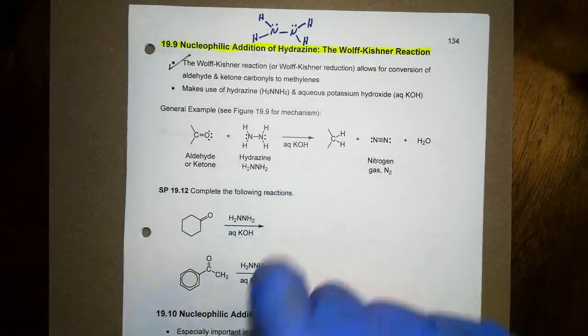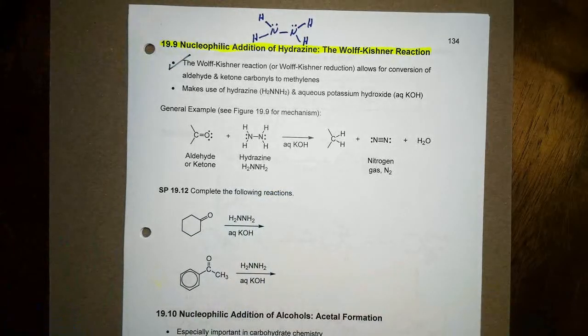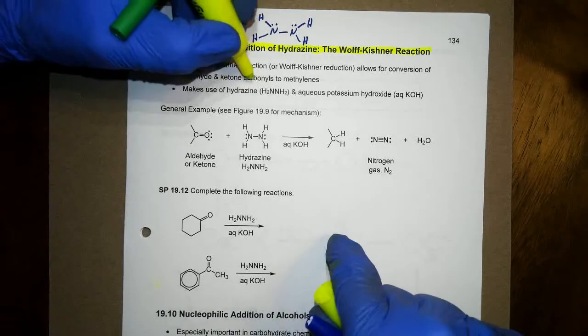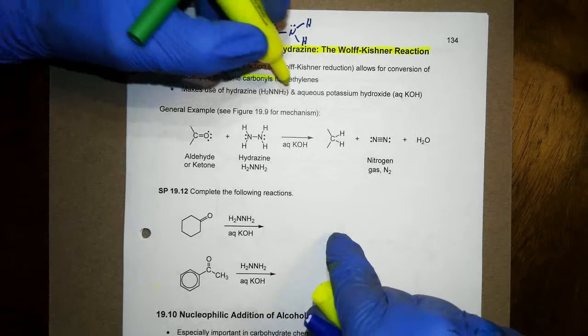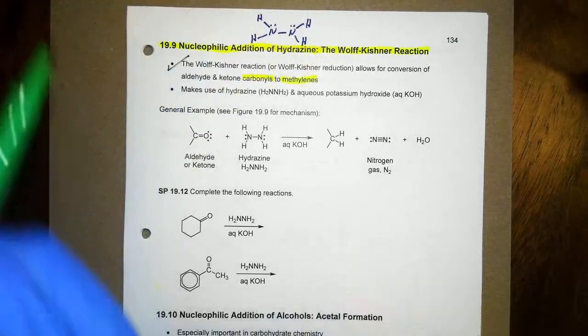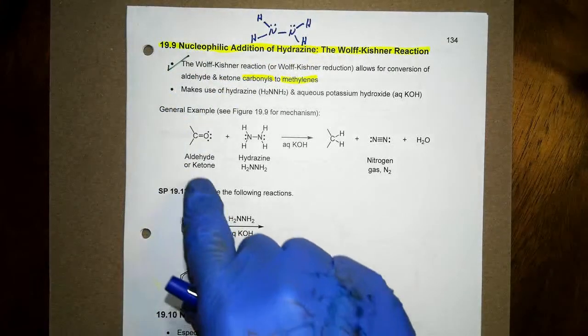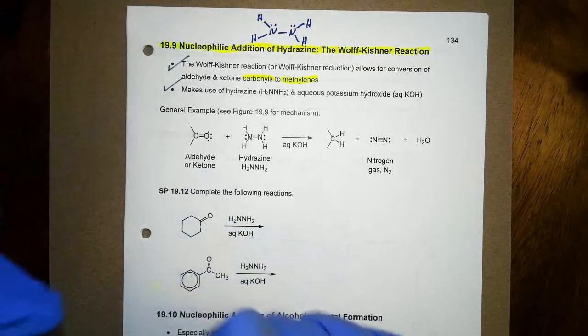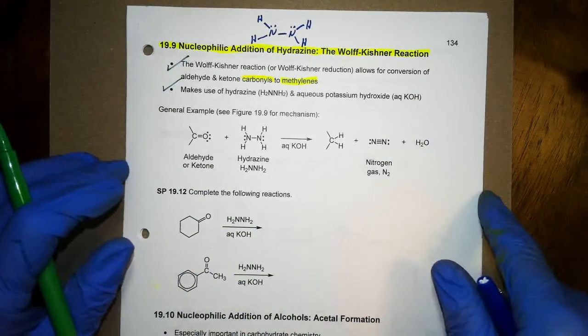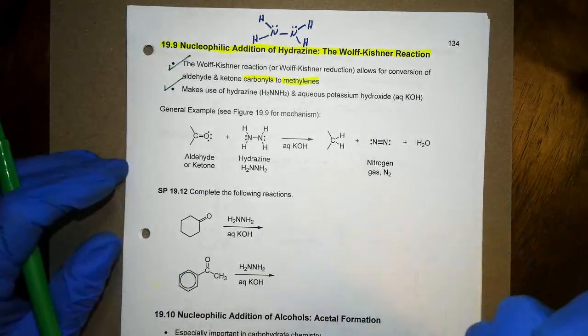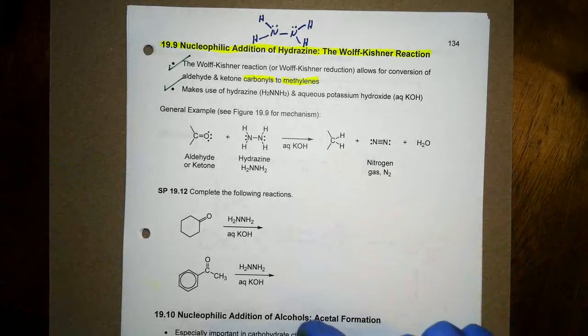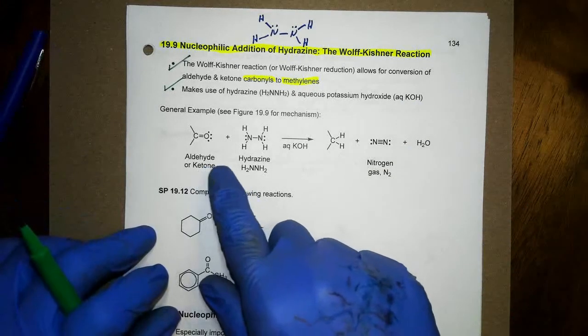The Wolff-Kishner reaction or reduction allows for the conversion of aldehyde or ketone carbonyls to methylenes. So folks, the carbonyl, the C double bond O, is going to be converted to a CH2. In order to do this, you simply need hydrazine, a stoichiometric amount, and a stoichiometric amount of a strong base, such as potassium hydroxide. So here's our generic example.